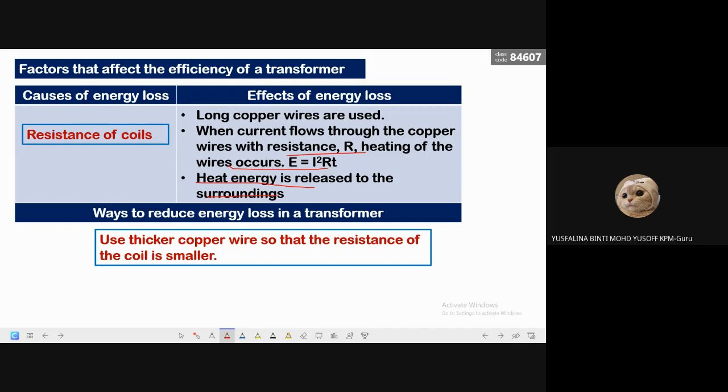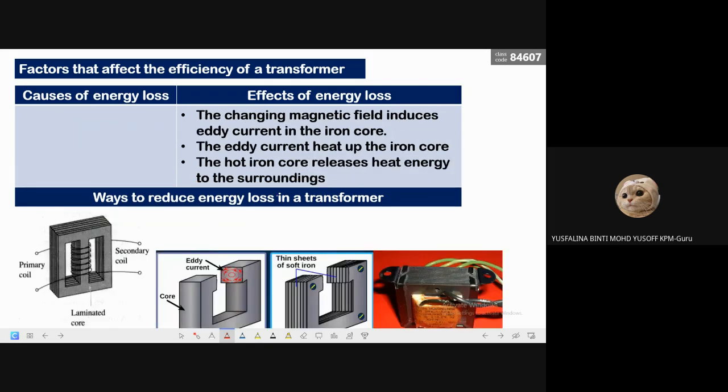So use the thicker wire, because the long wire we cannot avoid. We have to use the long wire, so you use a thicker wire.